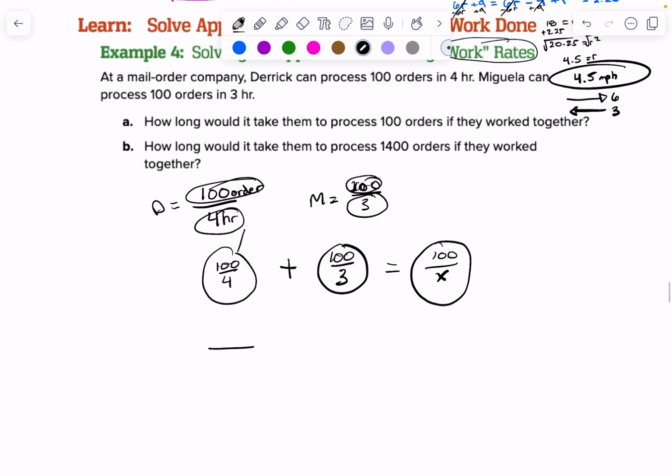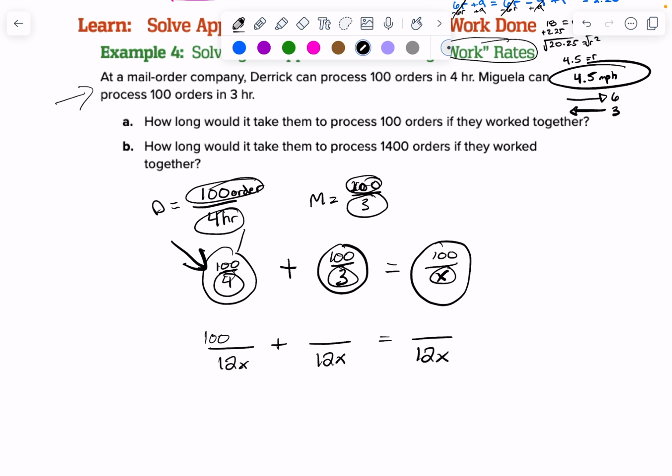So here I've got this plus this equals this, and my denominators are 4, 3, and X. So I'm going to do 12X as my denominator, okay? Again, I get these numbers from the order in which it is in the example. 100 orders in 4 hours. That's 100 over 4, or 100 per 4, right? All right, so 12X is my bottom.